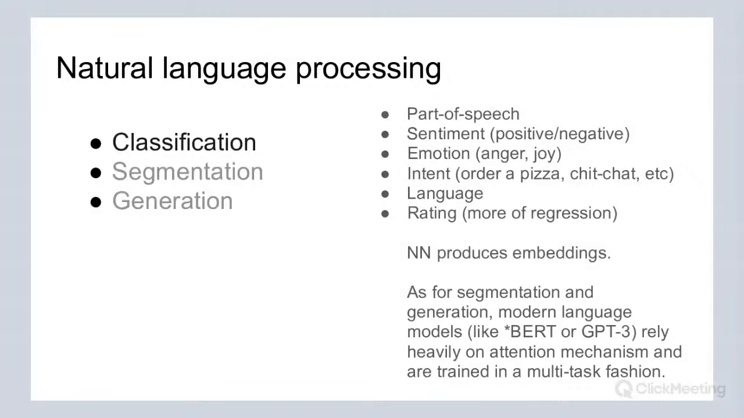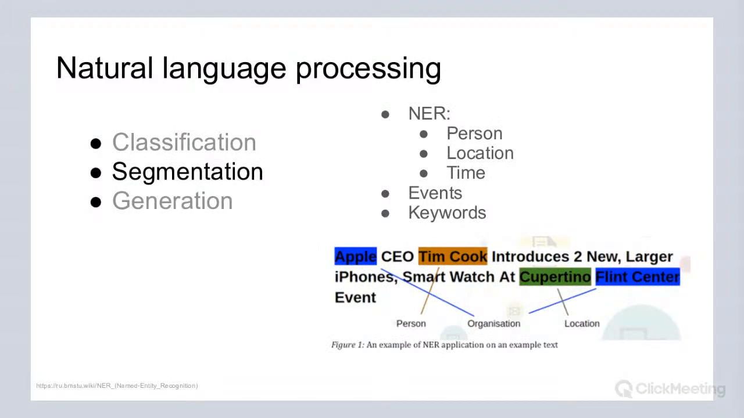The modern language models, the neural networks which work this way, are really, really big, trained on a hell of a lot of data, rely heavily on recurrent parts and attention mechanisms, and are trained to do everything at once. For example, predict the missing word, predict the intent, and all this stuff. That's about the classification tasks for NLP, and there are segmentation tasks there as well.